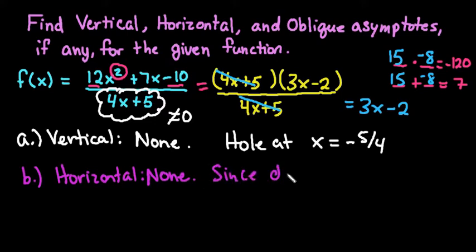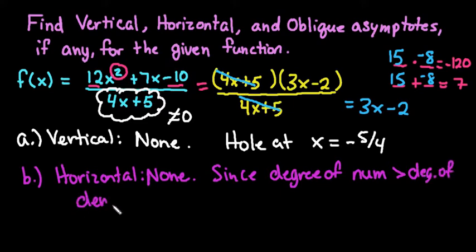since the degree of the numerator is greater than the degree of the denominator. In order to be horizontal, they have to either be equal to each other or less than. So I will discuss that in another video, but for this one, it does not meet the criteria for horizontal.